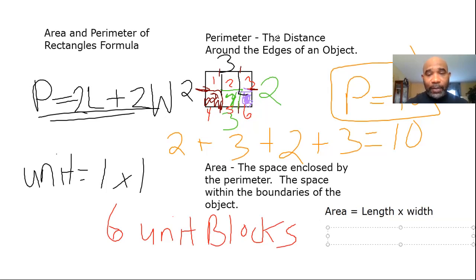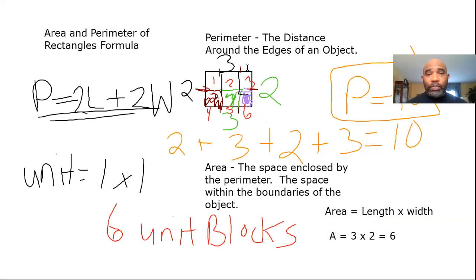So in our case, our area A was equal to, our length was 3 times our width 2. 3 times 2, last time I checked, it is 6. So you can count by unit blocks if you must, but the easiest way to get the area of a rectangle is simply length times width.